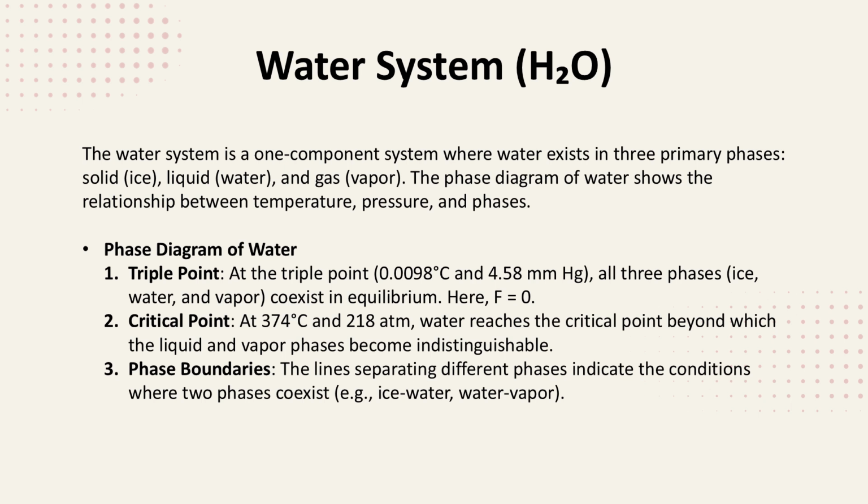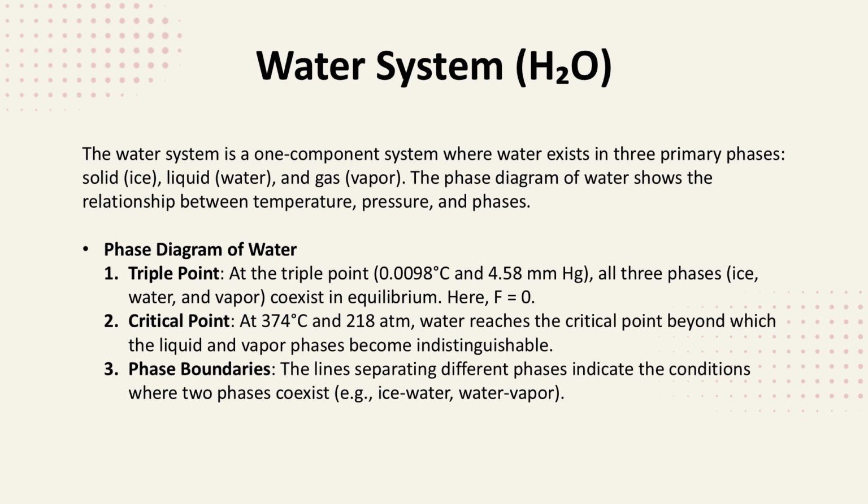The water system phase diagram highlights the behavior of water as it transitions between solid, liquid, and gas. Important points include the triple point at 0.0098 degrees Celsius and 4.58 millimeters of mercury, where all three phases coexist in equilibrium, with no freedom to change independently. The critical point is at 374 degrees Celsius and 218 atm, where water reaches a state where liquid and vapor are indistinguishable, marking the end of the liquid-vapor boundary.